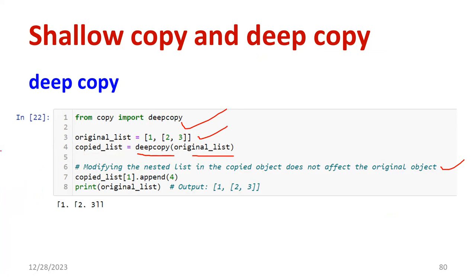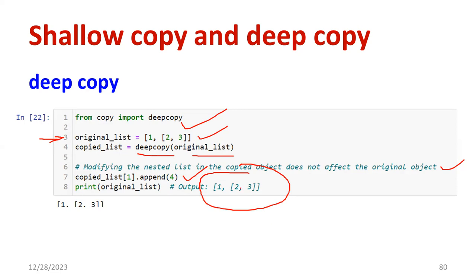So here, if I talk about the output, even if I go for appending, the output remains the same. So like this, you can verify it. Okay, look at this. We have the original list. Now, after a deep copy, I am going to append this, but the output is not going to change, unlike the shallow copy. Correct.